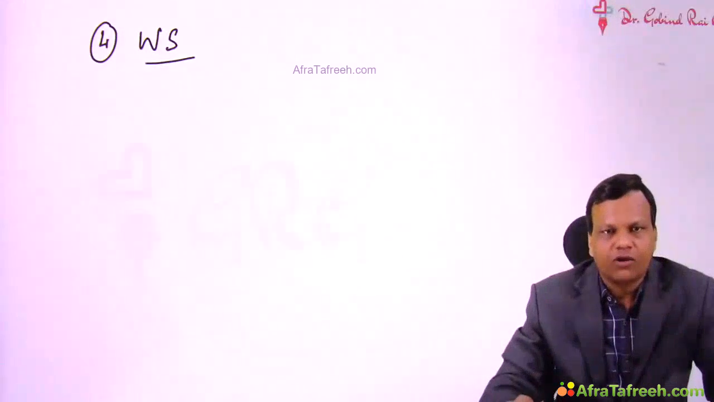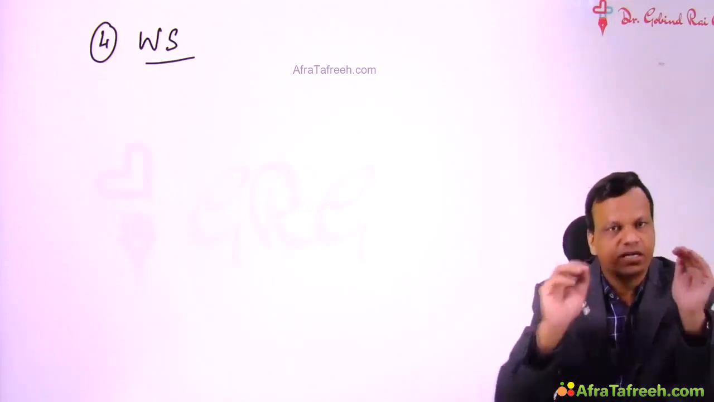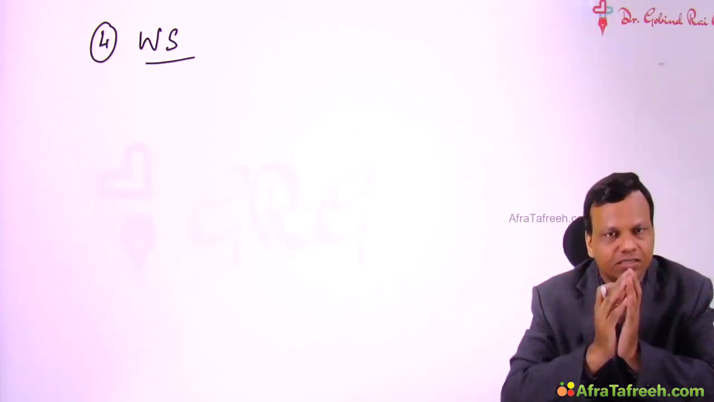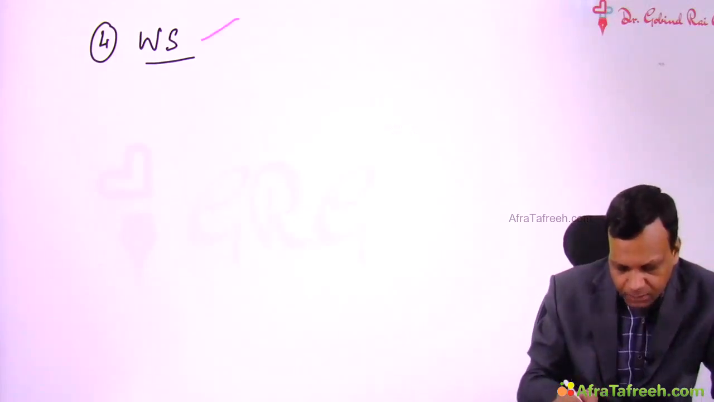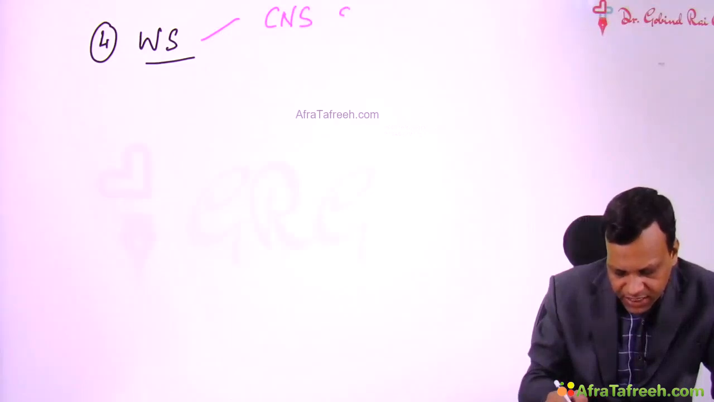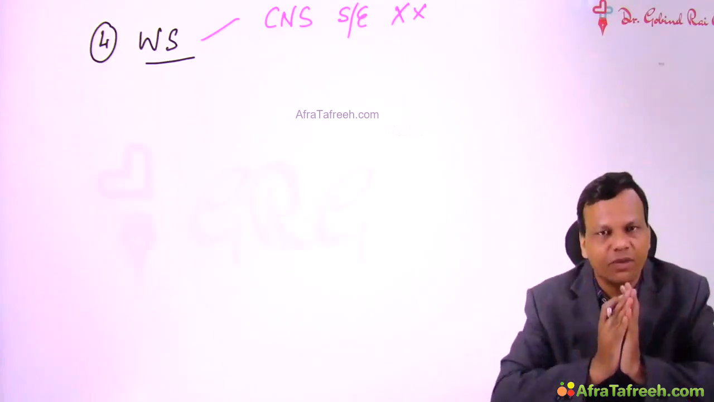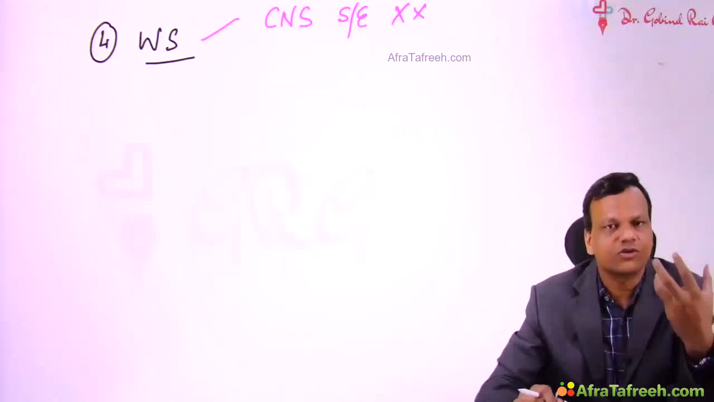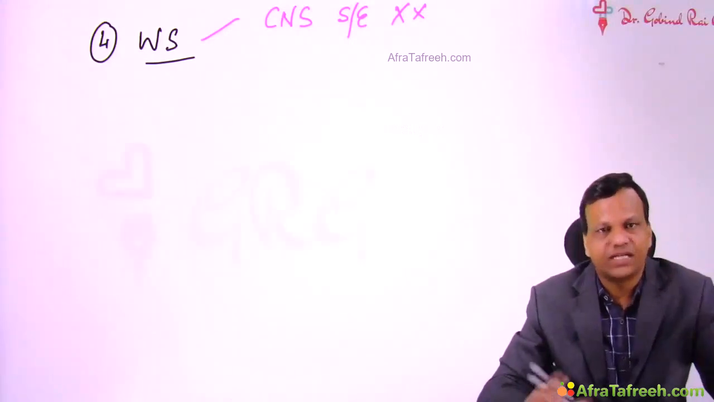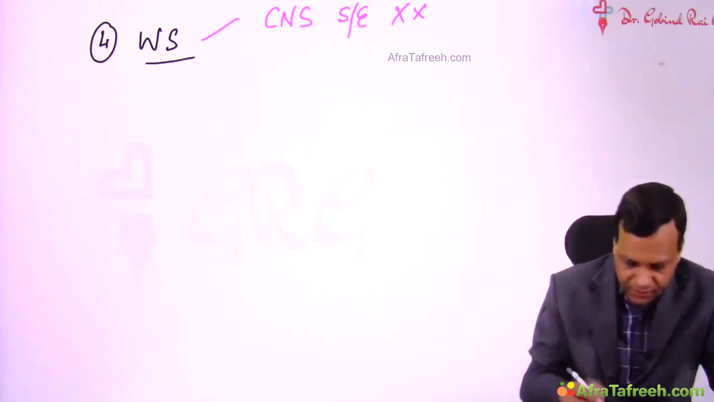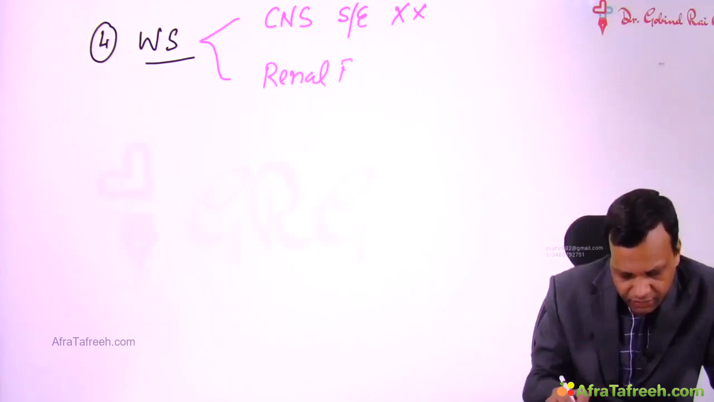The fourth property of beta blockers is water solubility. Now, if a drug is water soluble, it cannot cross the membranes. So these beta blockers do not enter the brain, so they have negligible CNS side effects. They are not able to cross the blood-brain barrier. So the side effects of beta blockers in brain, like nightmares, delirium, are absent in these beta blockers. But these beta blockers are contraindicated in renal failure.